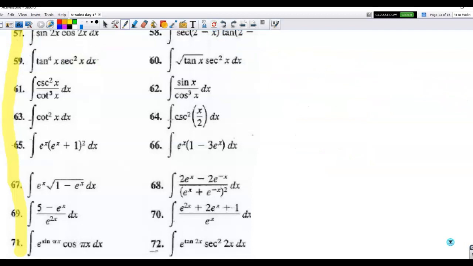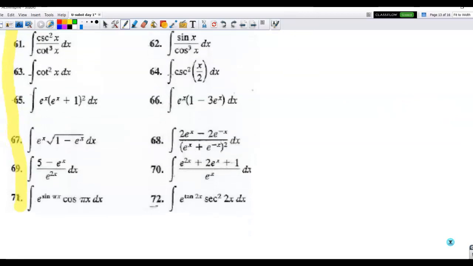Going to 61. Ooh, another trig situation. Very similar if you think about it. 61 is very similar to number 59. We know that cotangent and cosecant have a relationship, so the question that we're asking ourselves here is, which trig function is the derivative of the other? Hopefully, like the last problem, you know that the derivative of plain cotangent is cosecant squared.